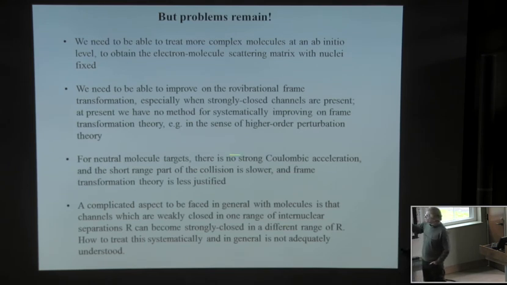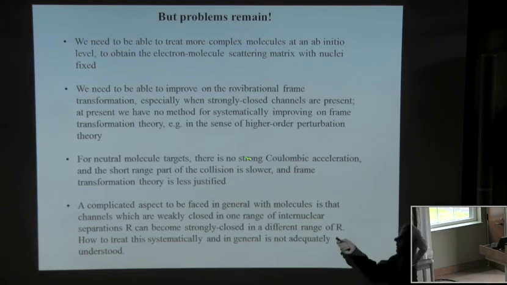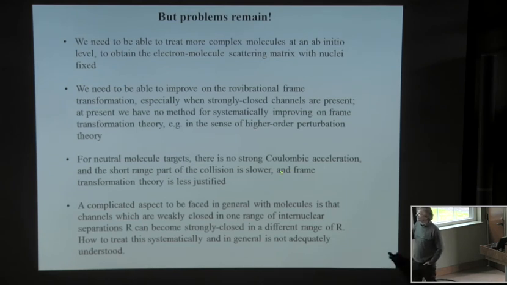For neutral molecule targets, we have a lot less experience with these frame transformation methods. You don't have this big Coulomb acceleration that makes the electron have such high velocity, even for a low energy collision. We've had some successes there, but it's definitely much harder to make the frame transformation theory work there, is our experience, and that aspect really needs to be worked on more.